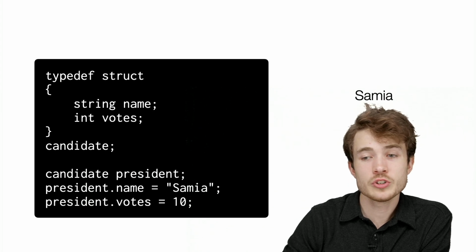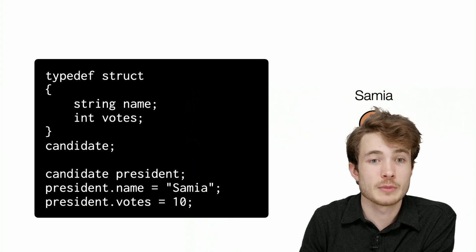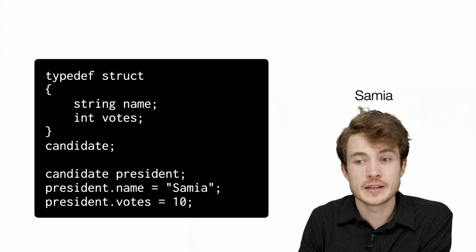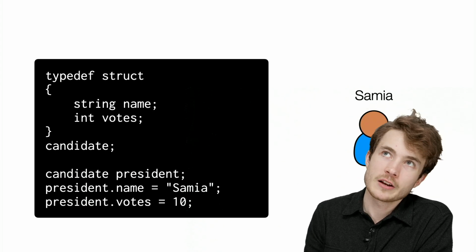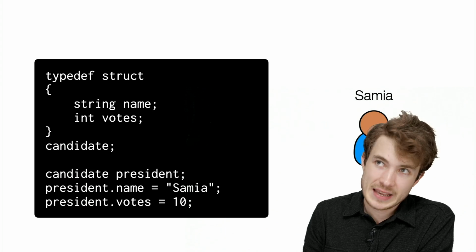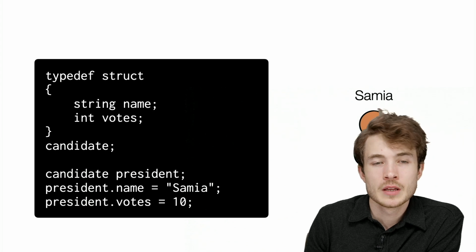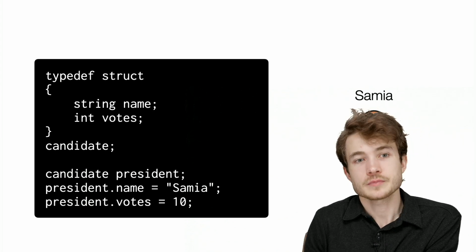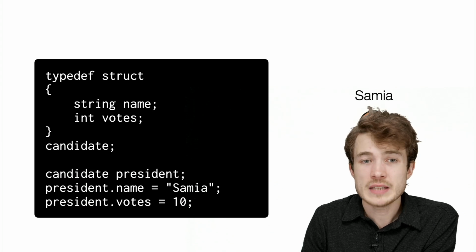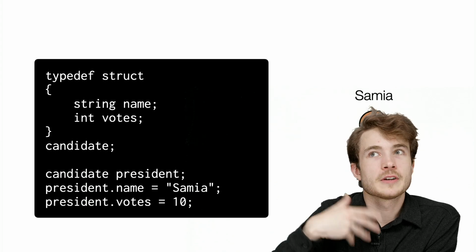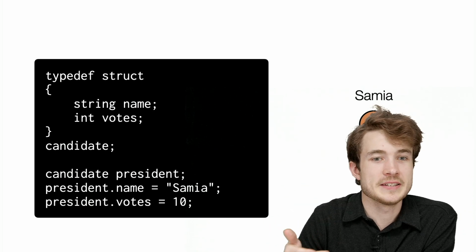A question here: could we just use candidate.name instead of president.name, like the structure name instead of the variable name we just created? It's worth mentioning here that the struct candidate is not a variable we've created, but a template for one. So every new candidate we create has to have its own name, but it will all be inherited from this idea of a candidate.